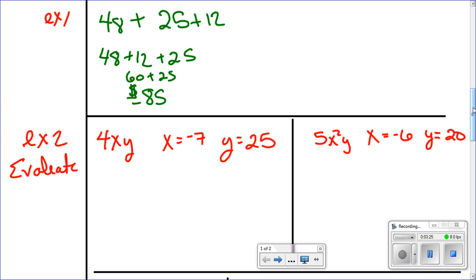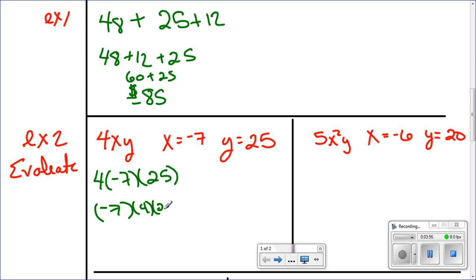Example 2 wants us to evaluate, so it simply gives us an algebraic expression for xy. It tells us that x is equal to -7, y is equal to 25. So first I have to substitute, in parentheses, -7 times y, which is 25. And then I'm just going to be using my multiplication. I'm going to look at this and say, well, is there anything that would be easier to multiply? Well, if I go ahead and get 4 and 25 together, I already know that's going to make 100.